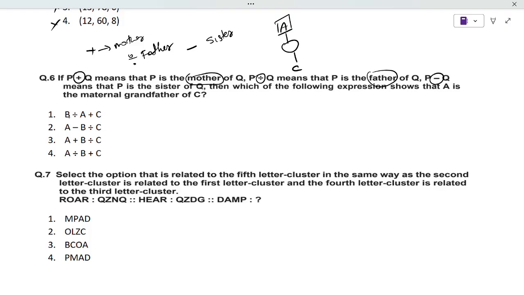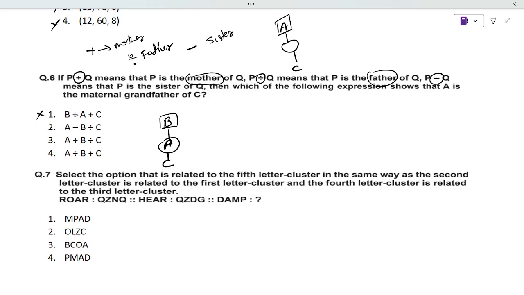So here B. B is father of A, because this division means father. B is father of A. A is mother of C. But however, we need to find that A is maternal grandfather, right? So here B is the maternal grandfather of C. That means one is wrong.